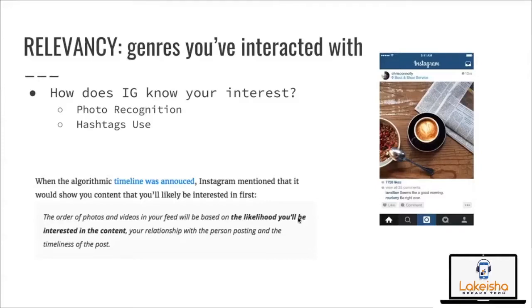Then we have the hashtags used. So they know your interests because of the hashtags that you're using. Again, think of genre as fitness. So people say hashtag fitness, hashtag marketing, hashtag social media. So this is how Instagram knows the type of things that you're interested in.